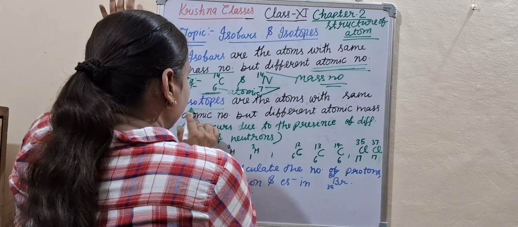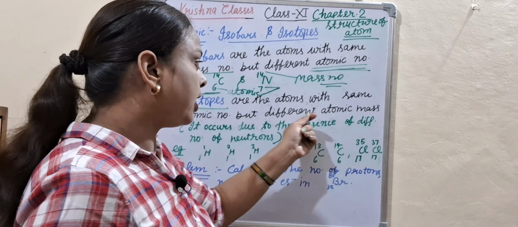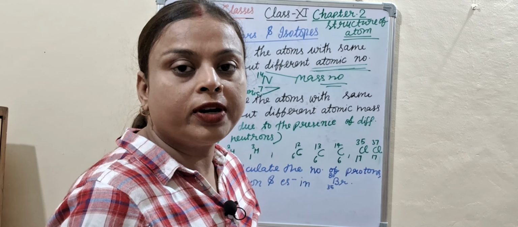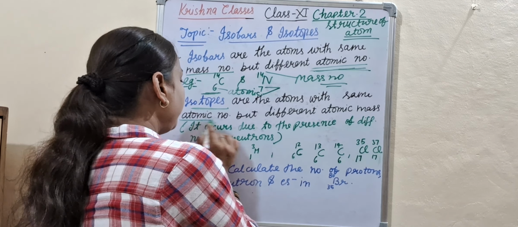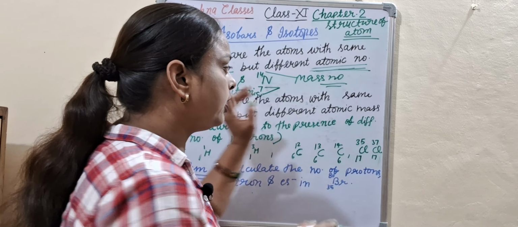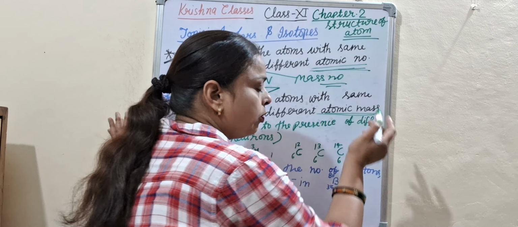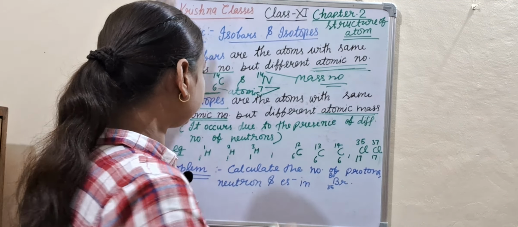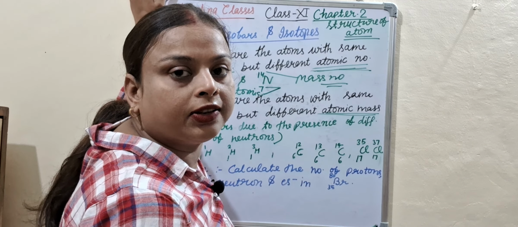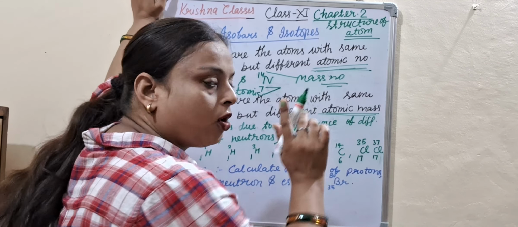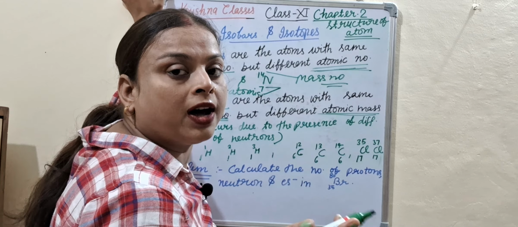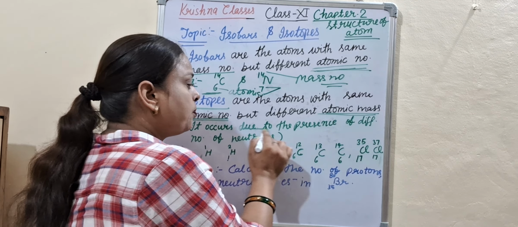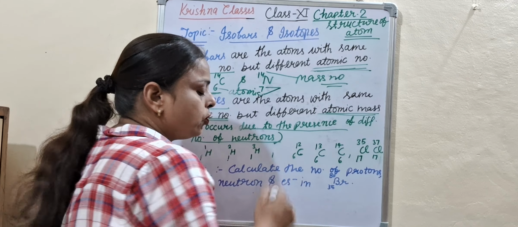And what are isotopes? Isotopes are the atoms with the same atomic number but different atomic mass. It means the atomic mass is different. I repeat again, in isotopes what is same? The atomic number is same, the atomic mass is different. How does it occur? It occurs due to the presence of a different number of neutrons.